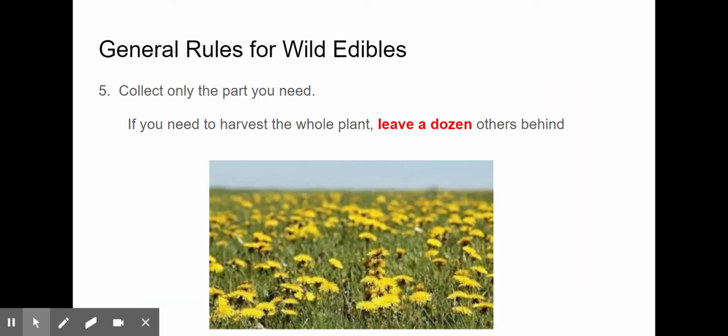So next, collect only the parts you need. Just because you want to harvest a plant and you only need, let's say, the leaves, we don't need to harvest the whole entire individual plant. So collect only what you need, and then our general rule is going to be leave at least a dozen others behind. So if you come to a spot and you see a few individual plants and you'd have to harvest the whole thing, we want to find a different location. So we want to conserve. We want to make sure that next generations have enough opportunity to do the same kind of thing. So only if they're in abundance, take it. Like here, the dandelion field, there's a lot of individuals there, so you're probably okay harvesting some. But our rule is leave at least a dozen others behind.